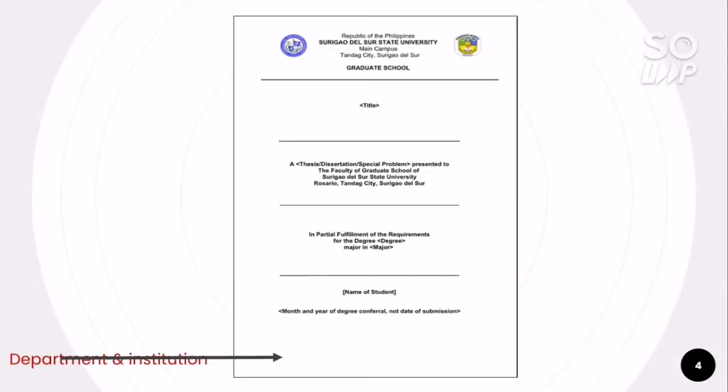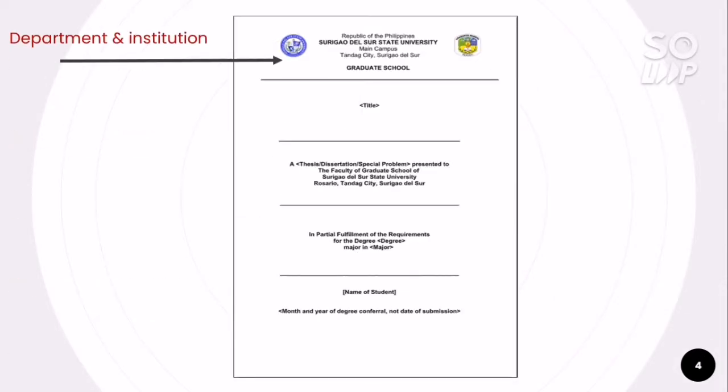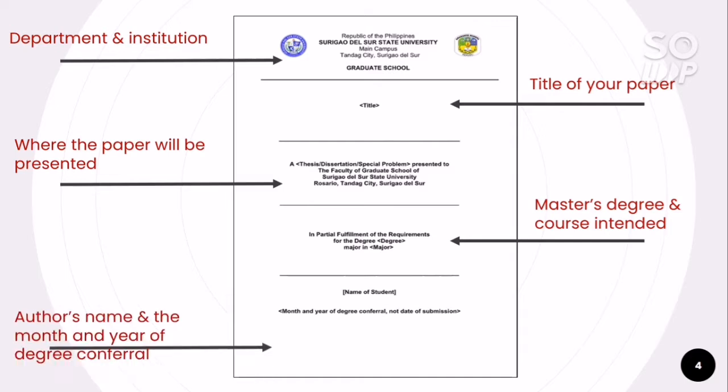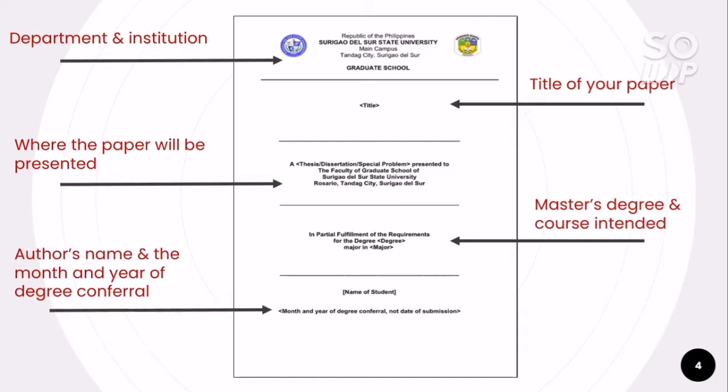So here, the uppermost level includes the department and institution, followed by the title of your paper, and next, this spacing will be allotted as to where the paper will be presented. And the third level requires your master's degree and the course intended for submission. And lastly, the lower level of the paper is designed for the author's name and the month and year of degree conferral.